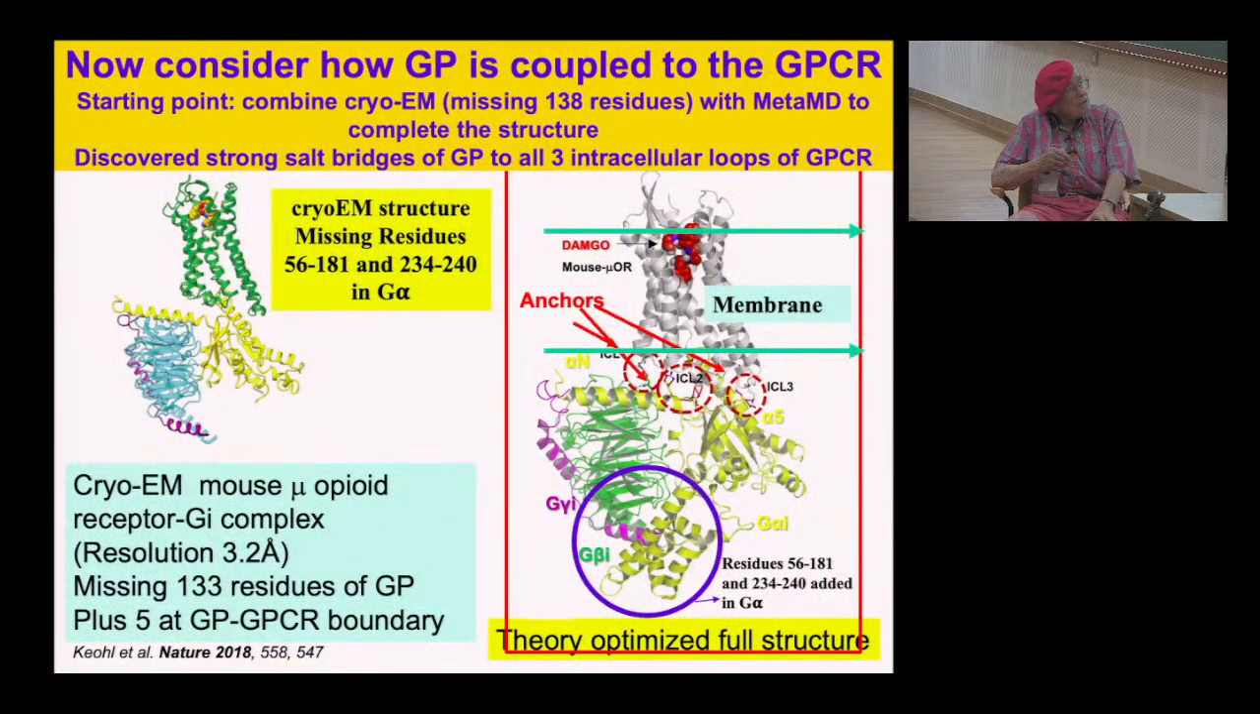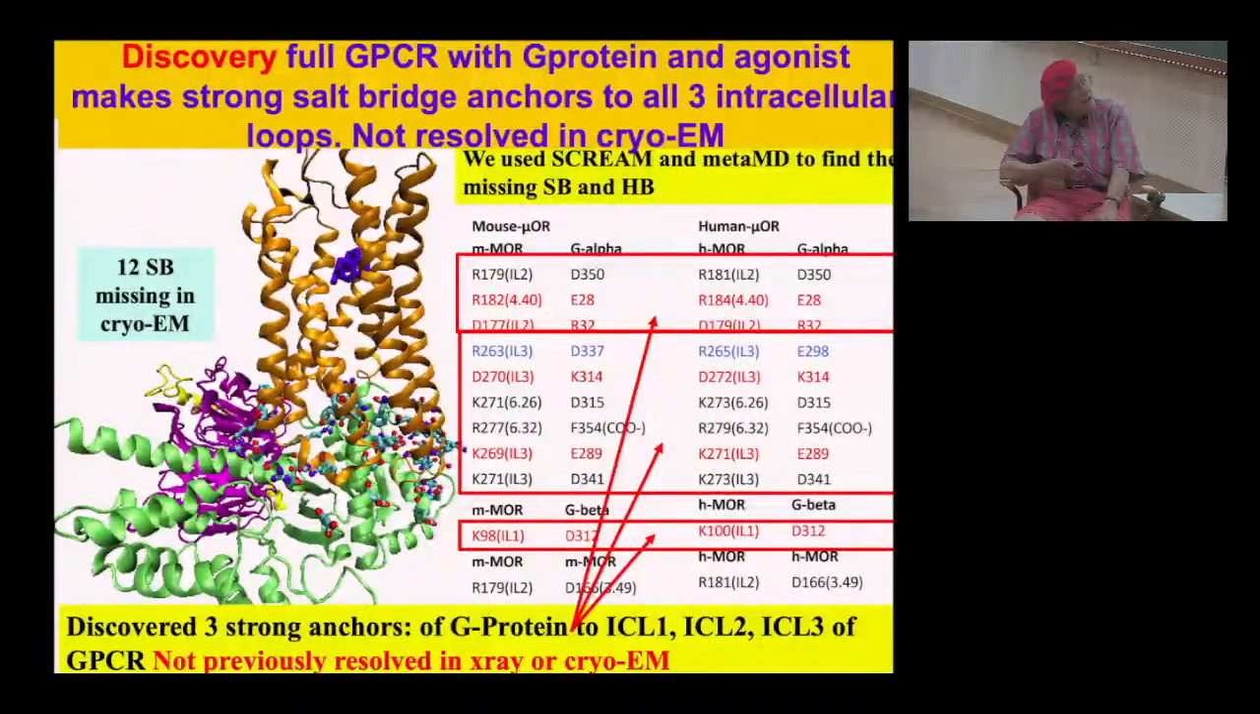There was a cryo-EM structure for the mu-opioid receptor. This is what they found. They were missing 138 residues. And this is the final structure when you add those missing residues. The most important thing is that the cryo-EM structure missed 12 salt bridges between the G protein and the GPCR. They just didn't resolve the salt bridges. The backbone is pretty good, but there's too much disorder to get the salt bridges.